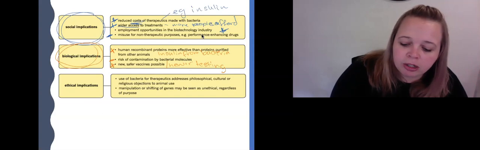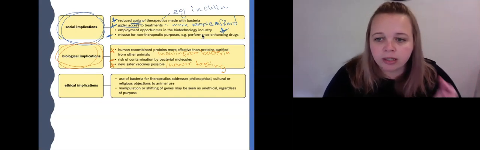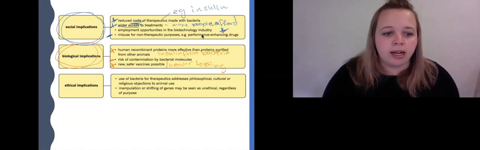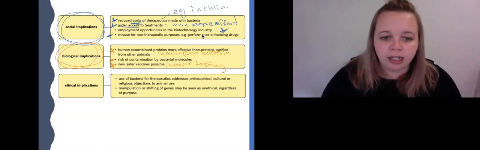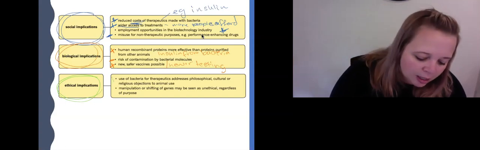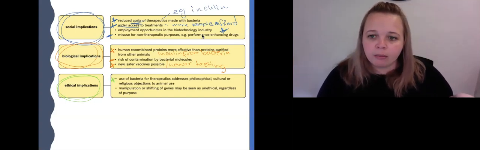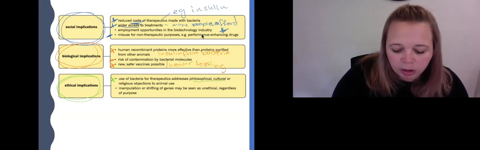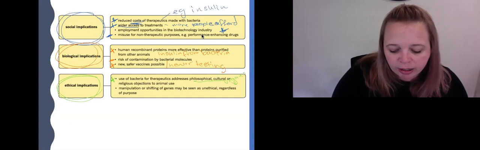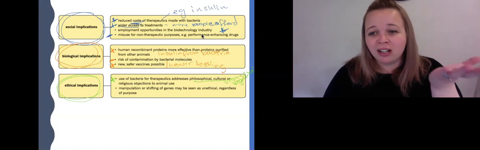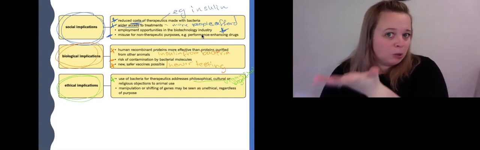So the final one that we're going to talk about with gene cloning are the ethical implications. These are the ones that are morally kind of ambiguous, whether or not you believe they are right or wrong. This says the use of bacteria for therapeutics addresses philosophical, cultural, or religious objections to animal use. So by using bacteria we are going around that cultural or philosophical animal use. People like vegans and vegetarians are quite happy to use bacteria. So that's definitely a plus: ethically for them, obtaining insulin from a bacterium is a lot better than obtaining insulin from a dead pig or cow.